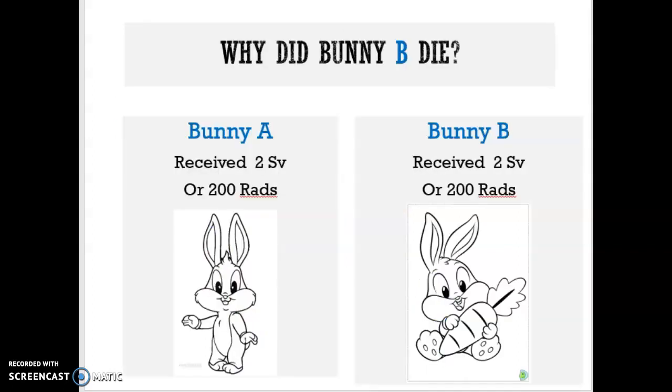So now that you have gained some knowledge on absorbed dose, equivalent dose, effective dose, and biological effects of radiation, I want you to try and answer this question. Why did Bunny B die? Bunny A and Bunny D have both received the same amount of radiation exposure. Bunny B has received 2 sievert or 200 rads of radiation, and Bunny A has received 2 sievert or 200 rads of radiation. Yet Bunny B does not survive.